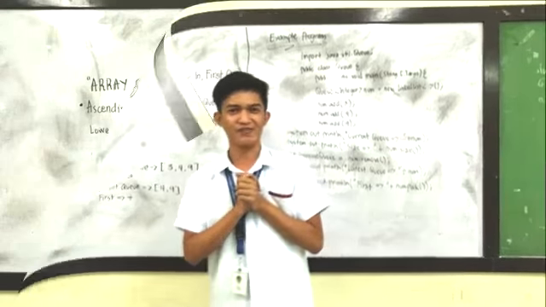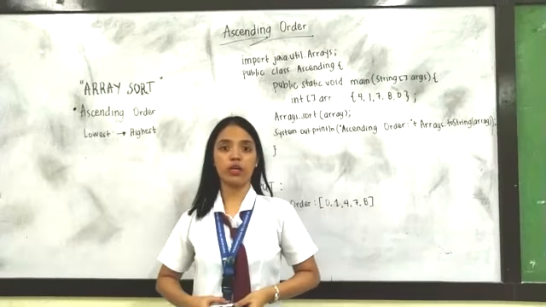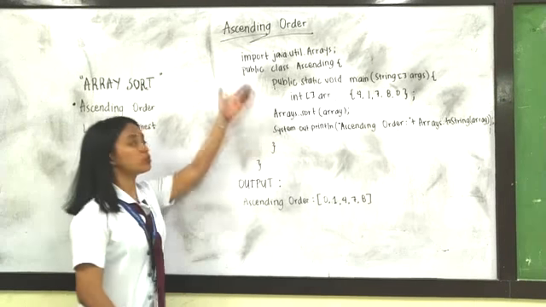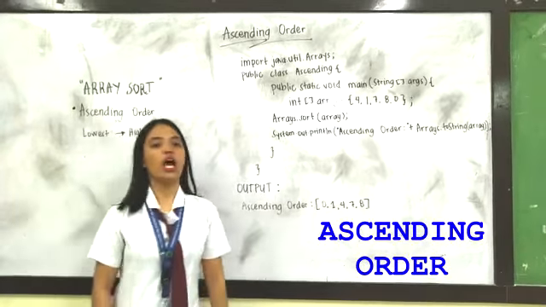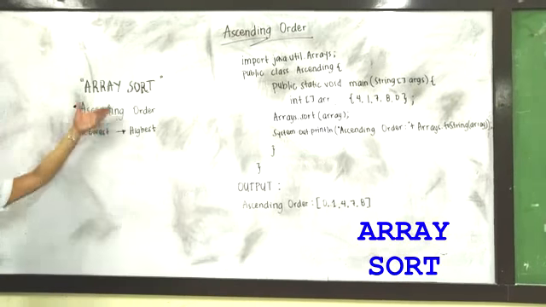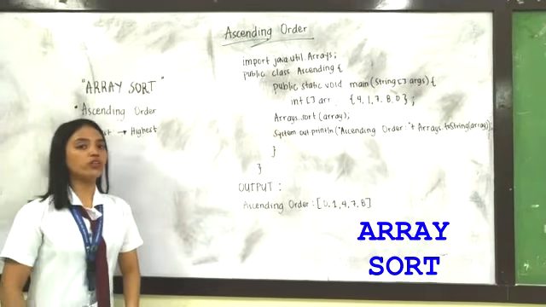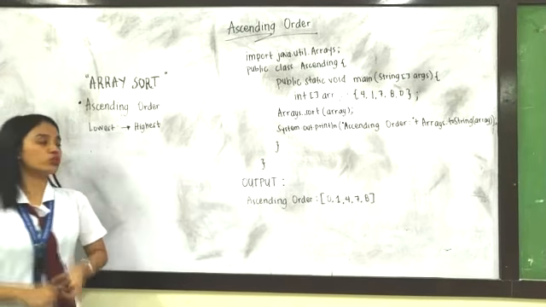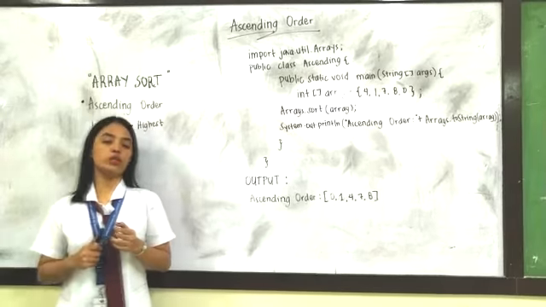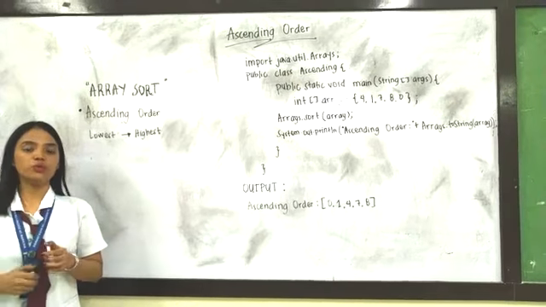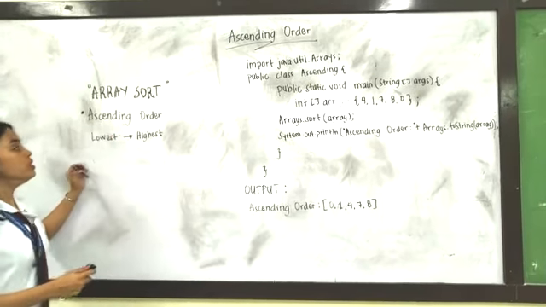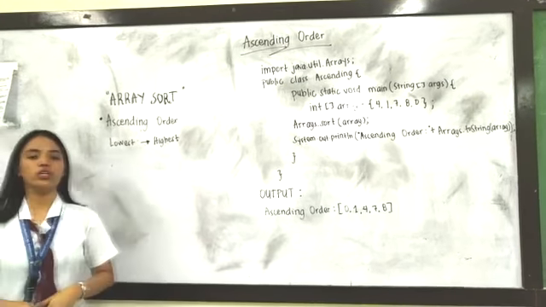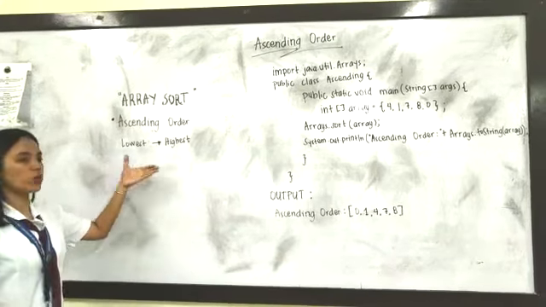So thank you everyone. My name is Alexis H. Camano from 1BSIT B2C. So today I will talk about ascending order. But first, I will discuss to you what is the meaning of array sort and the ascending order. First, ascending order is the default sort of elements in their natural order, based on the implemented compareTo method. So numbers are said to be in ascending order when arranged from lowest to highest.